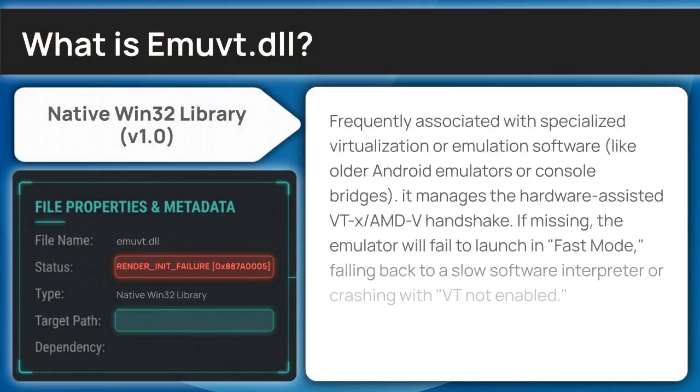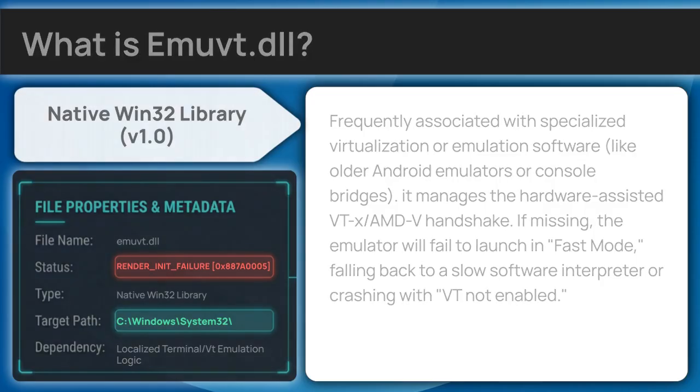This is the Emulator VT module, frequently associated with specialized virtualization or emulation software, like older Android emulators or console bridges. It manages the hardware-assisted VT-x and AMD-V handshake. If missing, the emulator will fail to launch in fast mode, falling back to a slow software interpreter or crashing with VT not enabled. Since we've covered what this file is, let's move to the primary fix.